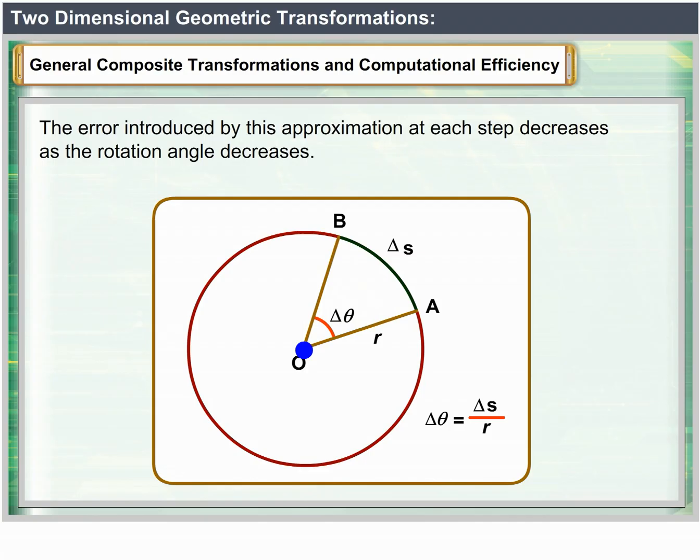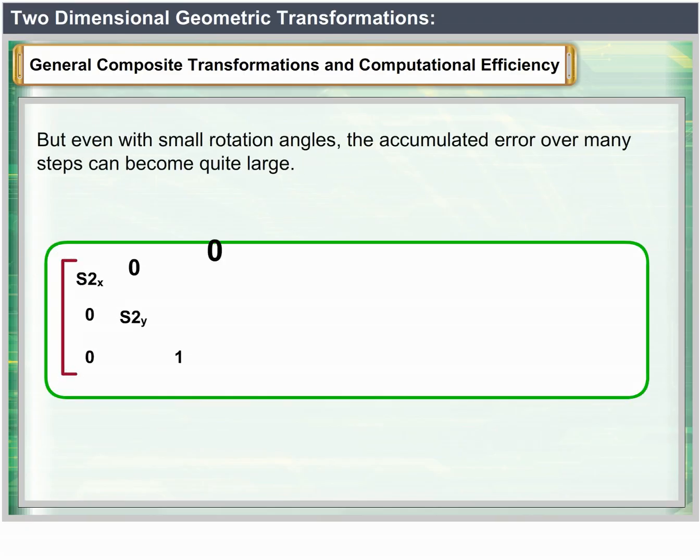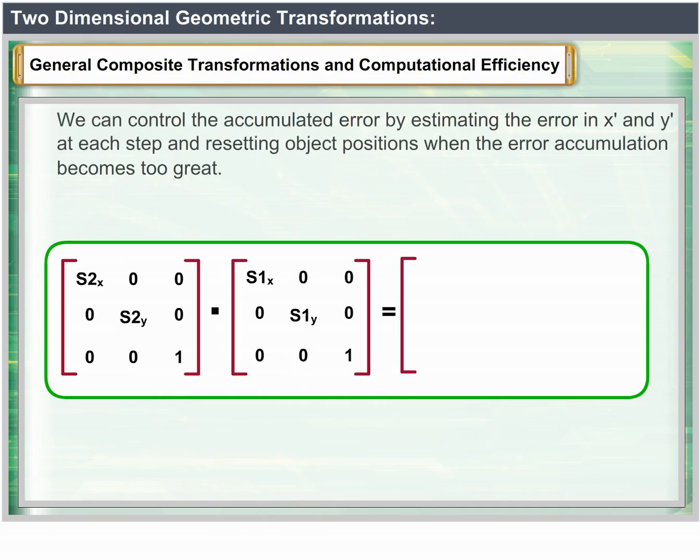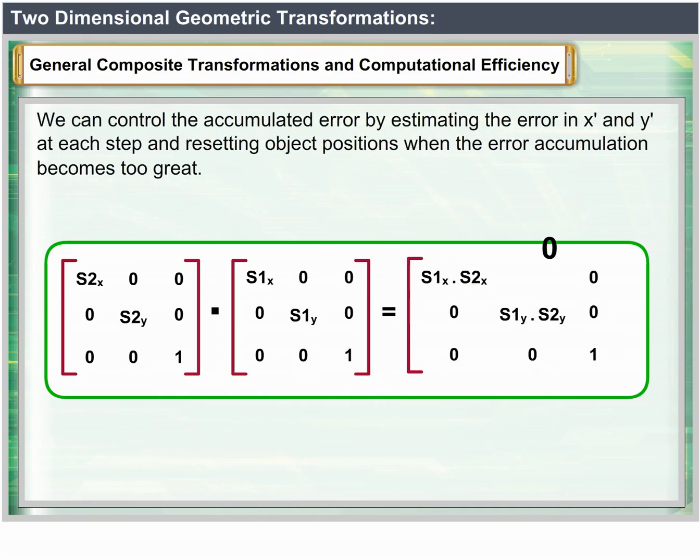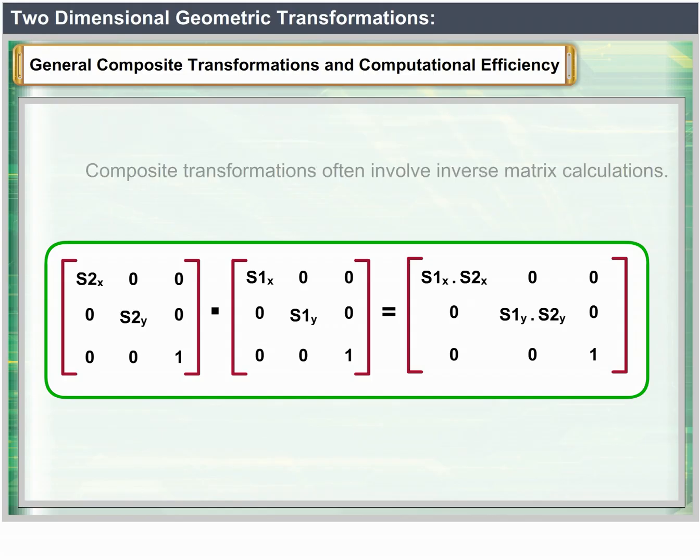The error introduced by this approximation at each step decreases as the rotation angle decreases. But even with small rotation angles, the accumulated error over many steps can become quite large. We can control the accumulated error by estimating the error in x' and y' at each step and resetting object positions when the error accumulation becomes too great.